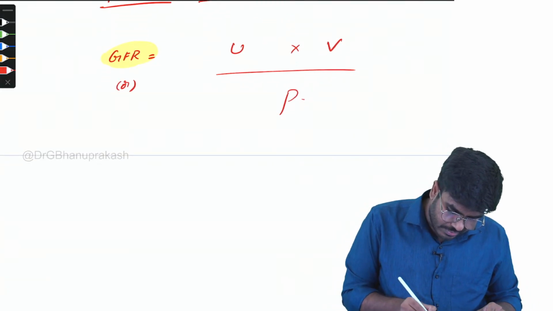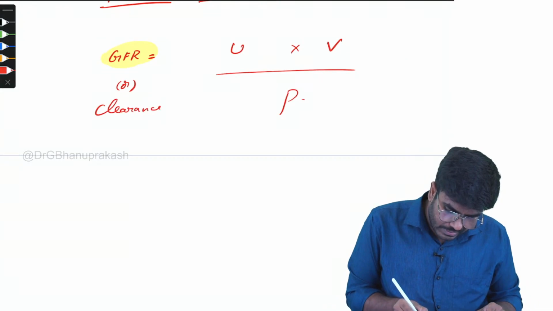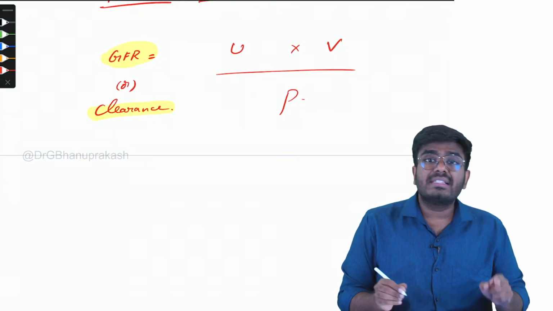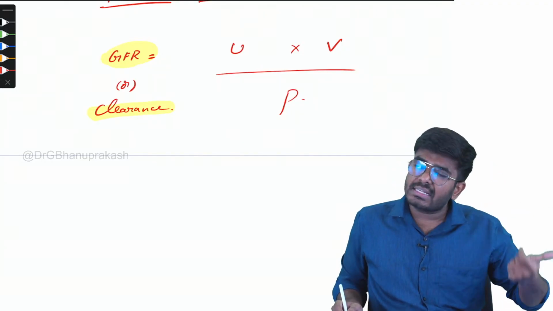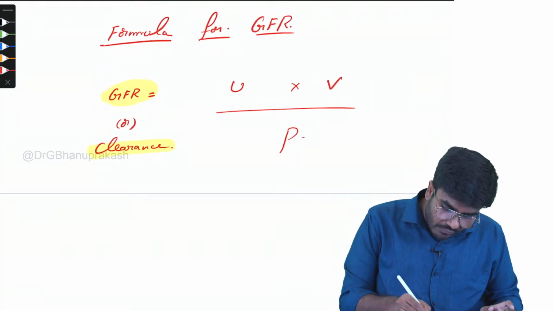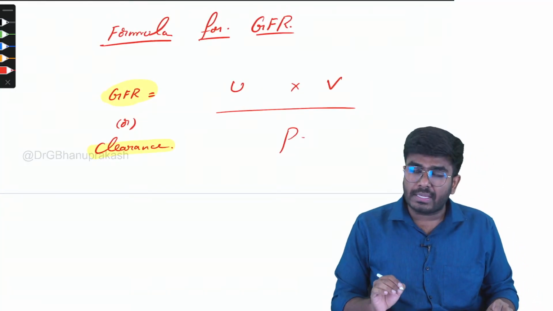Okay, clearance of a substance. If someone comes to you and asks you, what is the clearance of a particular substance? Clearance or GFR, same formula. So what is the formula? UV by P. Now you will get it out.